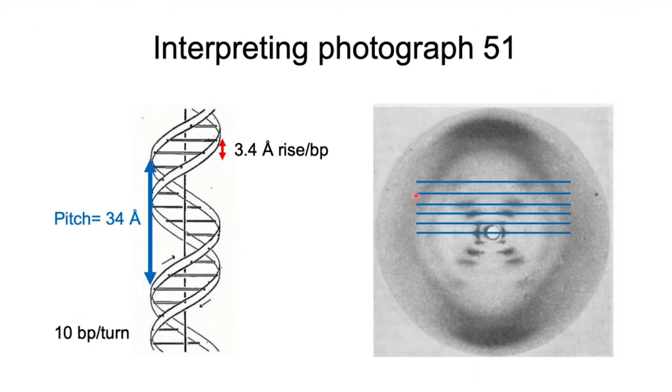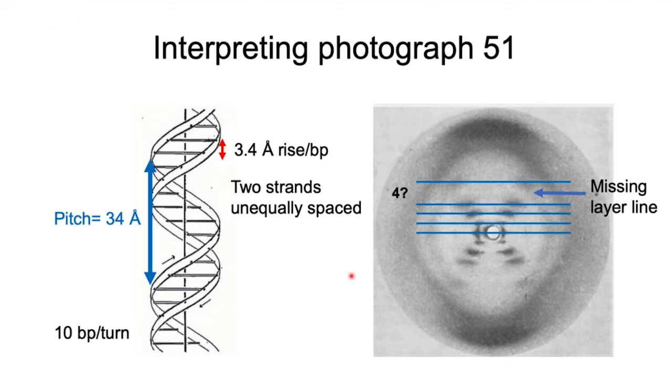Now, if we look closely at the layer lines, you actually see that there are missing spots on this fourth layer line. With a single strand of DNA, you would expect to see spots here as well. The missing layer line tells us that there's more than one strand wound around one another, and that those strands are not symmetrically placed. So they're asymmetric, and that was the clue that there's a major and a minor groove in the DNA.